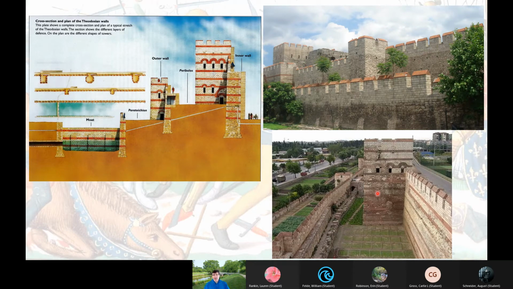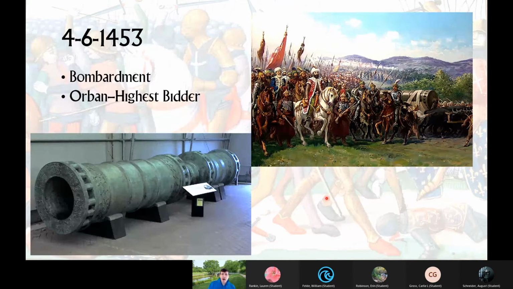Now, the problem with this wall is it's incredibly thick, but technology has changed. It doesn't matter how thick it is, cannon had arrived. And the siege began on April 6, 1453. Here's Mehmet leading the forces there, but Orban, who was what we would call today an engineer, a metallurgist, was either a Hungarian or German, we're not sure, but he actually tried to sell his skills to the Byzantines, but they couldn't afford him. So he sold his skills to the Ottomans.